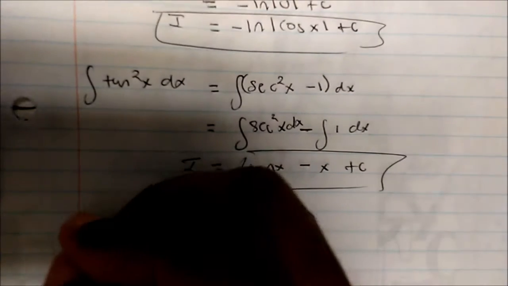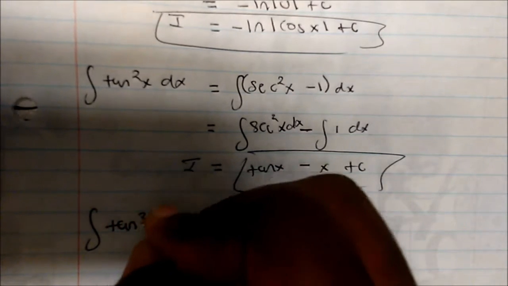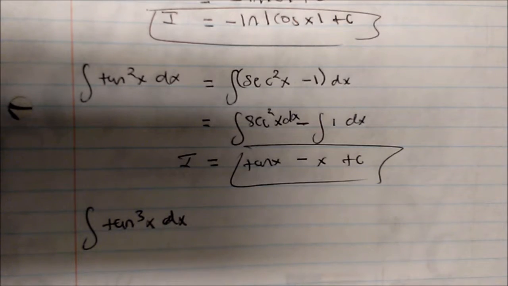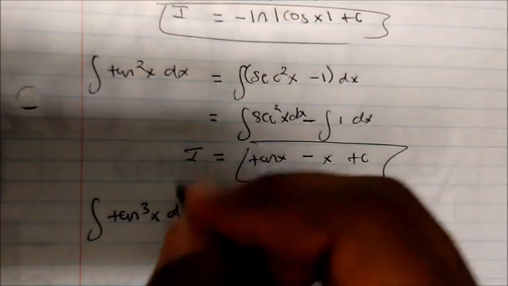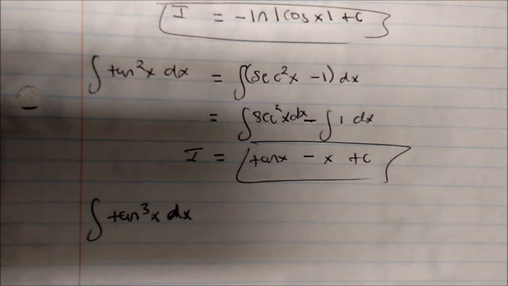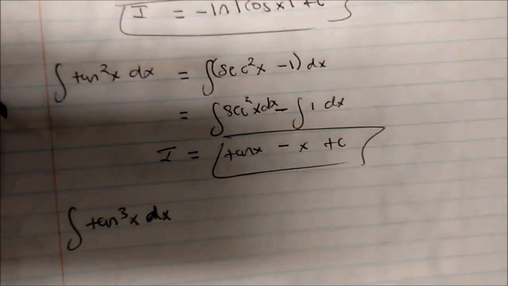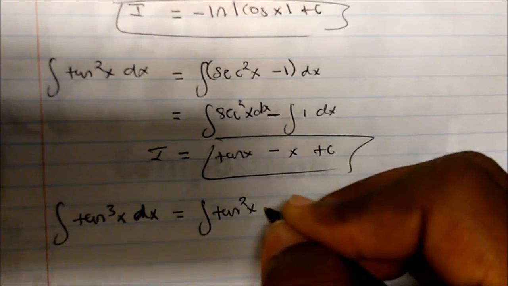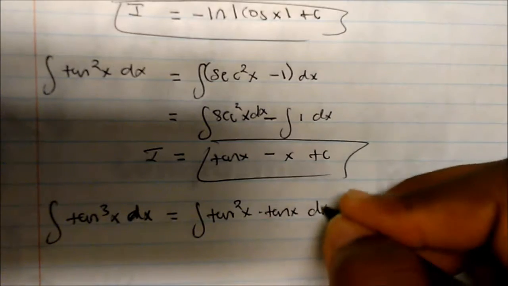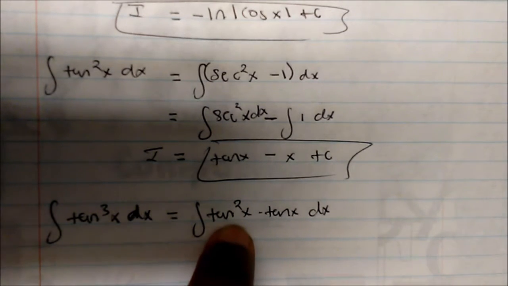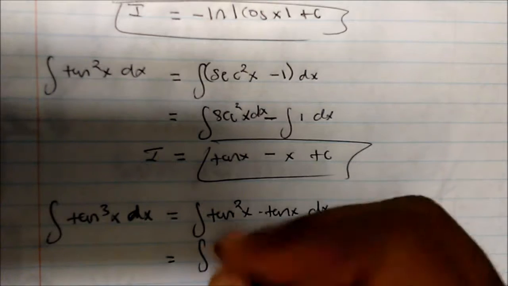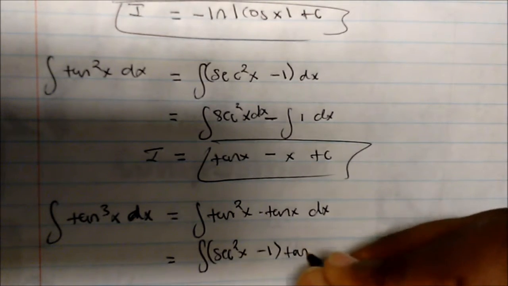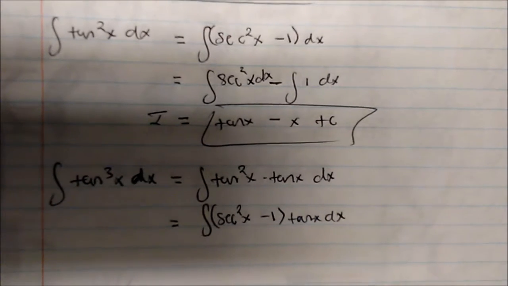Now what about tangent cubed of x? This one's a little bit more interesting. Tangent cubed of x dx. Well, for this one, and you'll notice the pattern, we have to split it and use the identity, okay? So I could rewrite tangent cubed of x as the integral of tangent squared of x times tangent of x dx. Now I have an identity that I could use, and this becomes the integral of secant squared of x minus 1 times tangent of x dx.